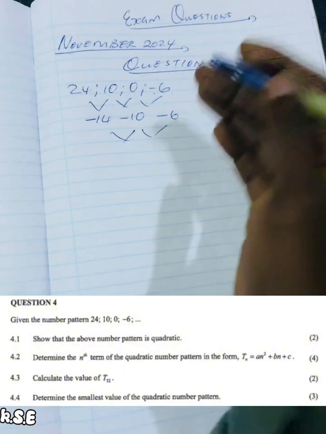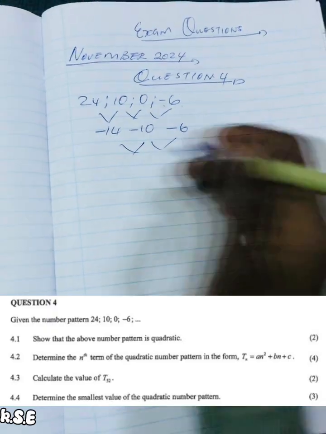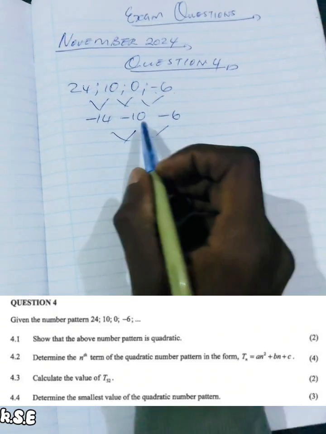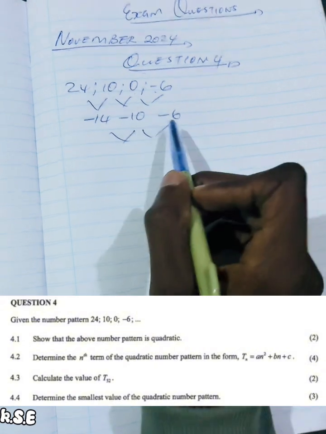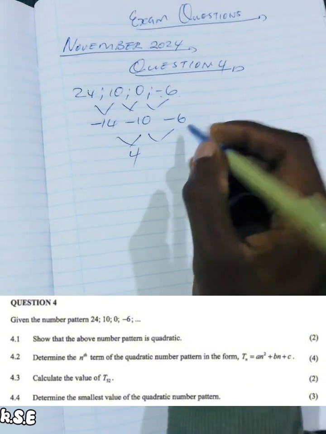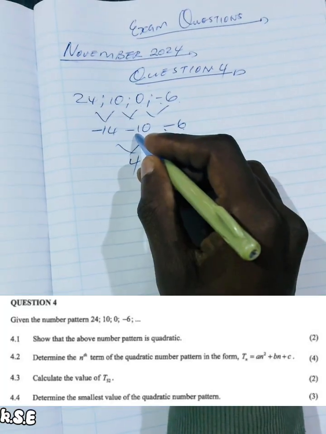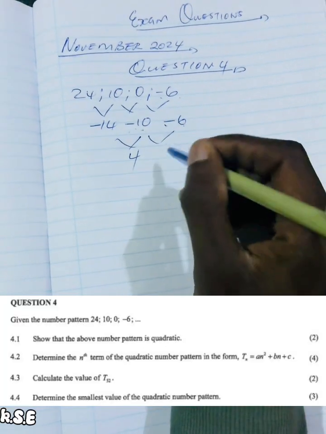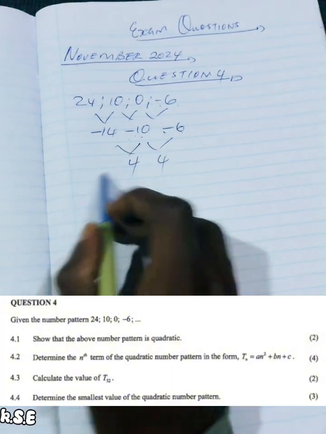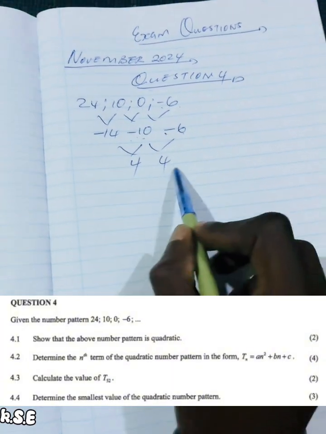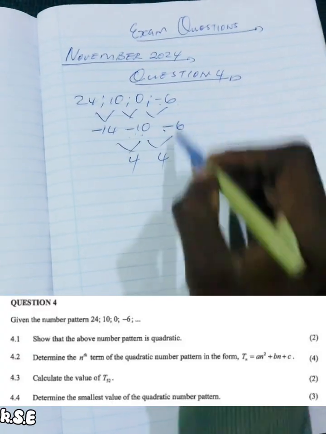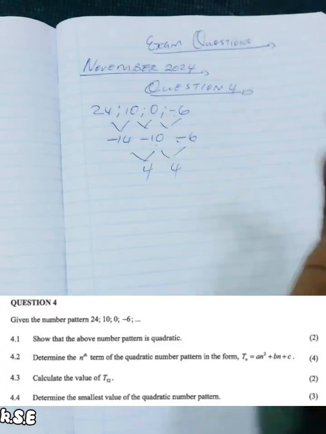Now we're going to find the second difference. How do you find the second difference? -10 minus -14 gives us +4. -6 minus -10 gives us 4. So because we've shown we have a second difference, that means this number pattern is a quadratic number pattern. So we can move on to the next question.